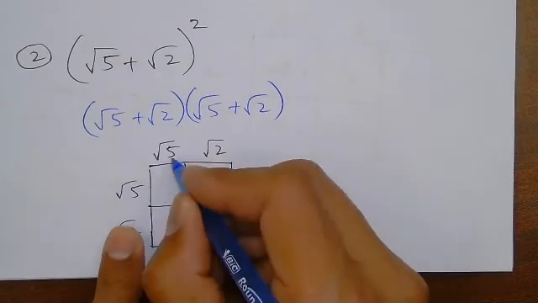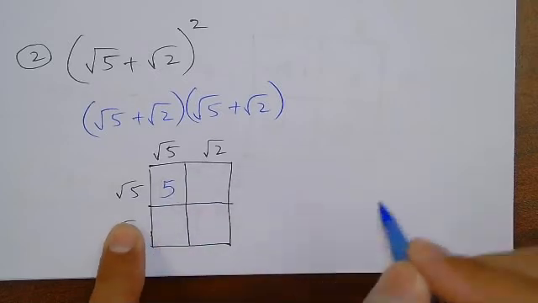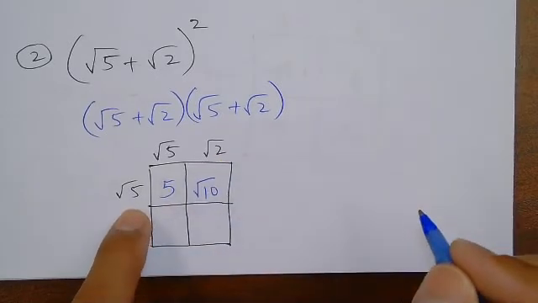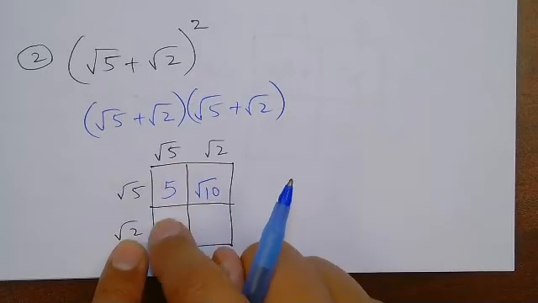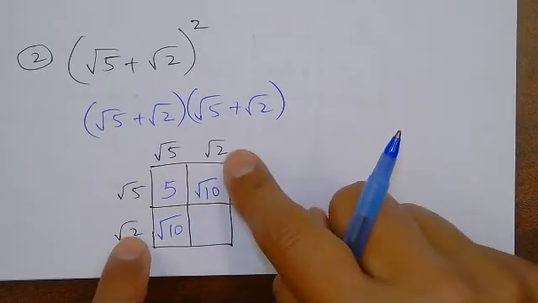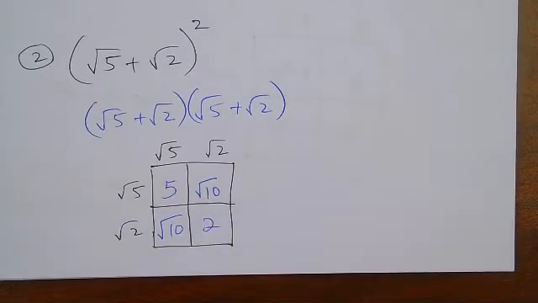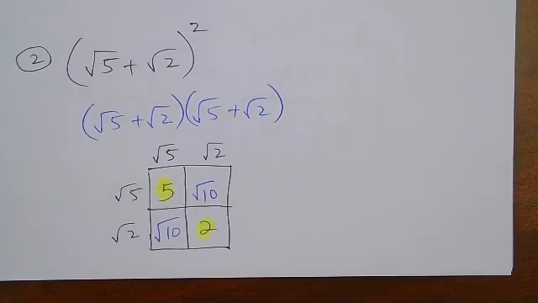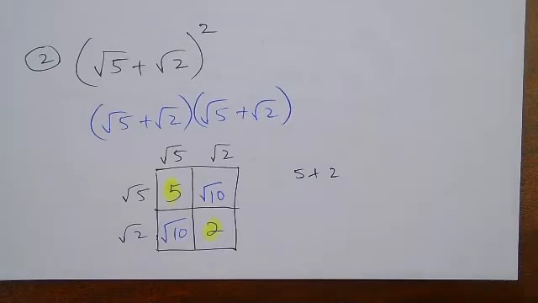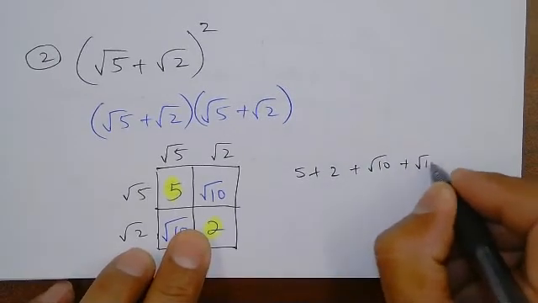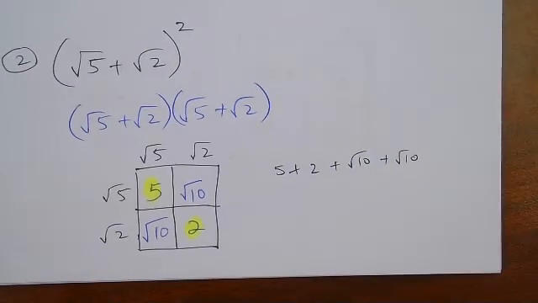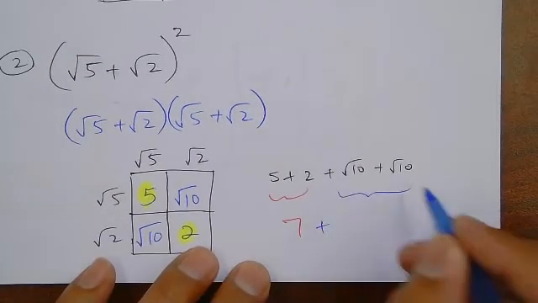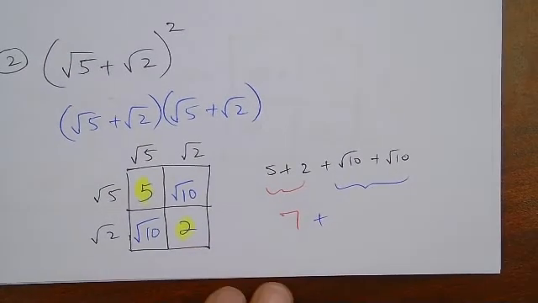What did you get for this one? Just 5. The square root of 5 times the square root of 5 gives you a whole 5. What's a root 5 times a root 2? The square root of 10, correct. And what is the square root of 5 with the other square root of 2? Another square root of 10. And what's the square root of 2 times the square root of 2? 2. So look at the numbers. The numbers add together because they are like terms. Whatever 5 plus 2 is, don't put the answer yet. And then plus a square root of 10 plus another square root of 10. Do you guys agree? Combine like terms, you're going to get 7 plus, what do you get for that?